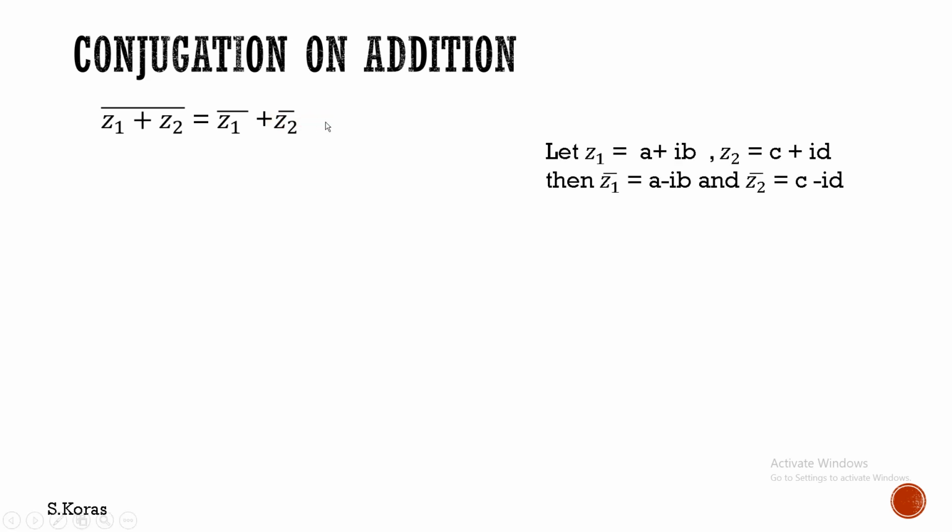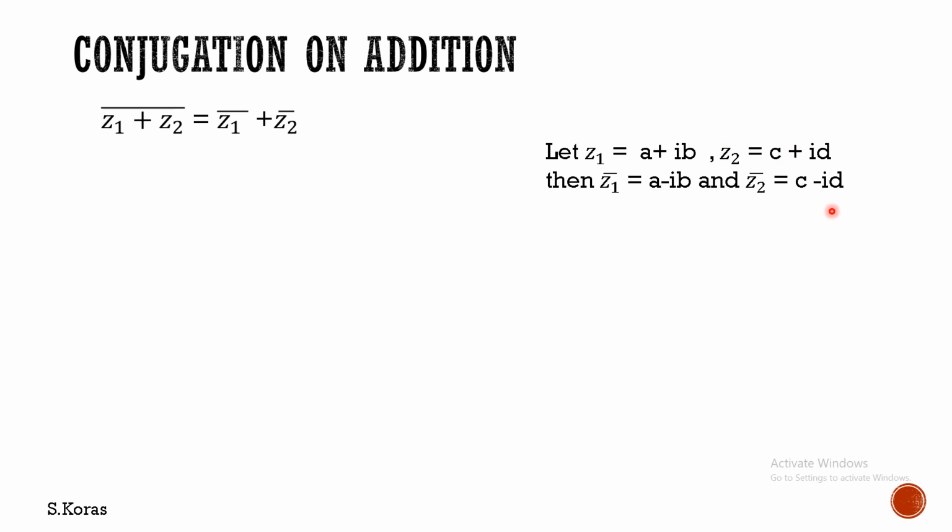Let us consider z1 equal to a plus ib, and z2 equal to c plus id. Then you know that z1 bar will be equal to a minus ib and z2 bar will be equal to c minus id, because for conjugation you know that you have to change the sign of the imaginary part. Now let's try to prove this.